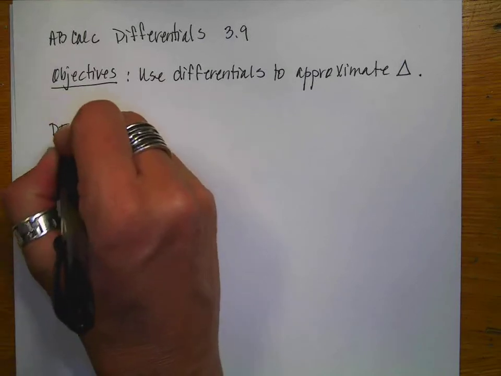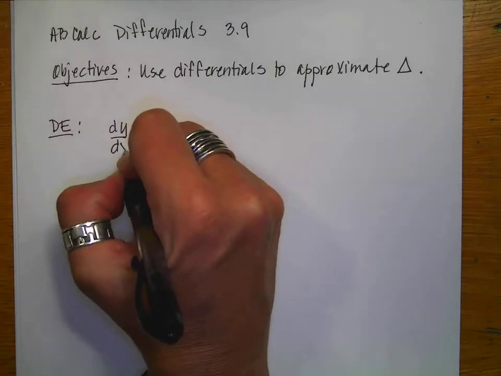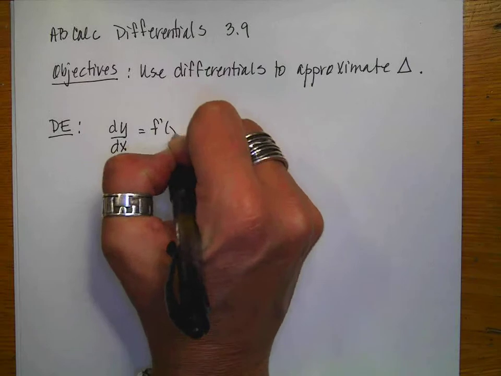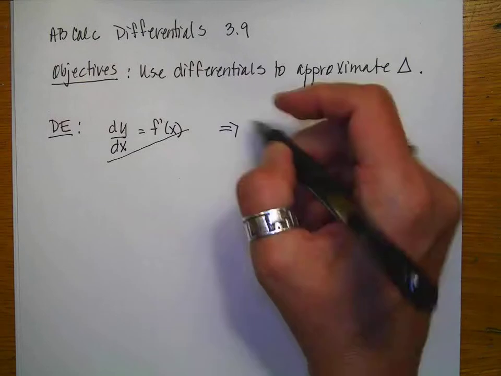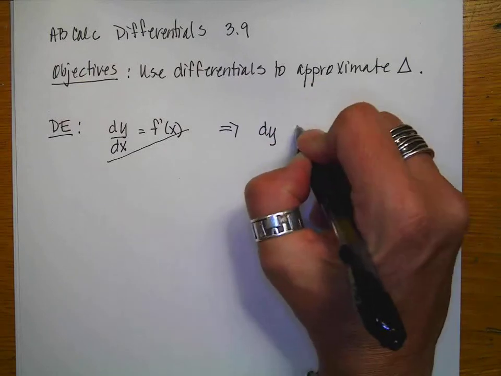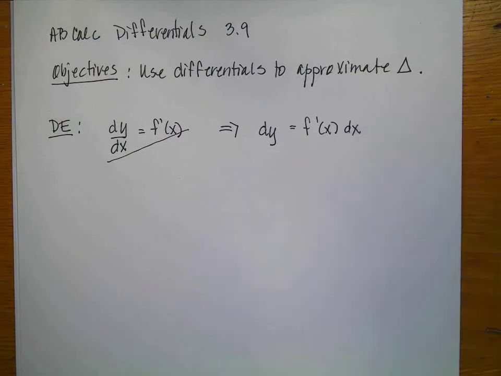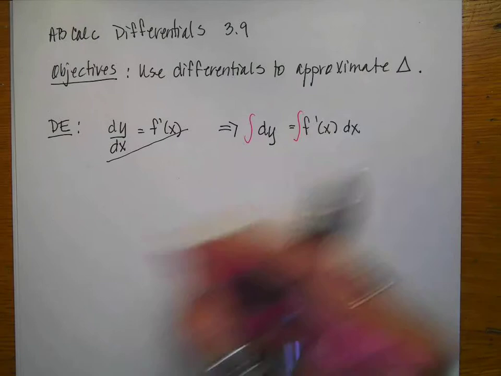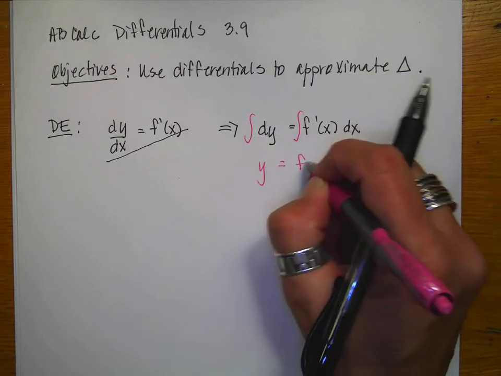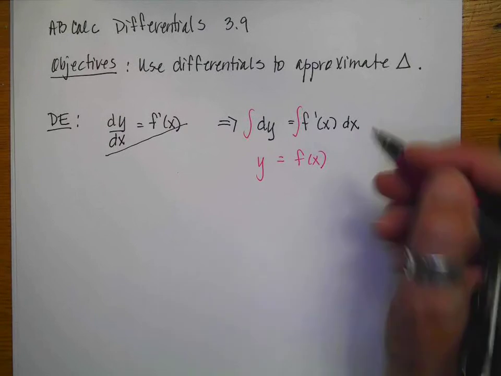So the first thing we should probably go back and do is talk about a differential equation. That might be something like dy dx is equal to f prime of x. Remember that we would cross multiply, so my differential equation becomes dy is equal to f prime of x dx. And then we talked about in previous sections that I could integrate both sides, and when I do, I would get y is equal to f of x. Okay, and so that would be the process that we've used previously.